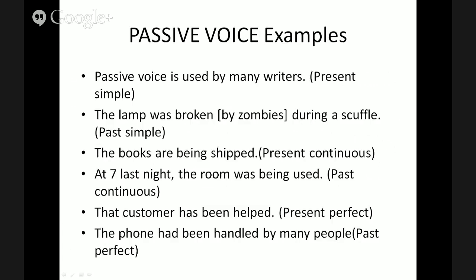Here are some examples. Passive voice is used by many writers. I'm assuming zombies aren't using passive voice because they generally just grunt. But here, instead of saying "many writers use passive voice," I want to put the emphasis on passive voice itself. Here we have, "The lamp was broken by zombies during a scuffle." We know this is past tense because we're putting the emphasis on the action in the situation, the lamp breaking, and not who did it, whether it's zombies or your little brother or maybe you. We're putting the emphasis on the lamp breaking itself.